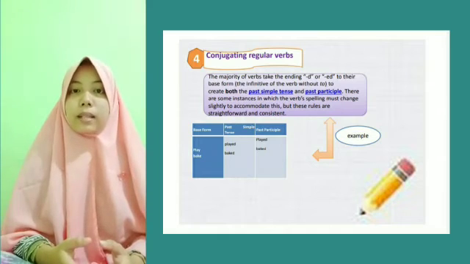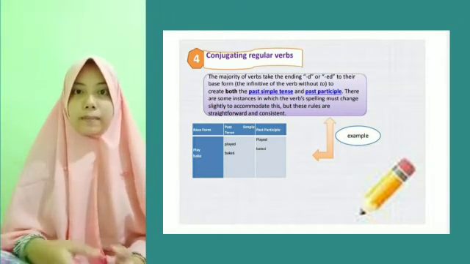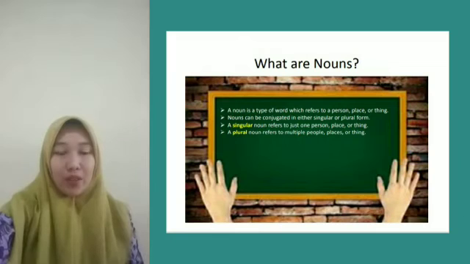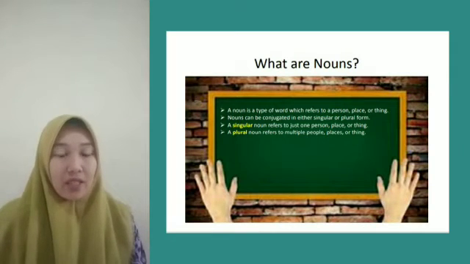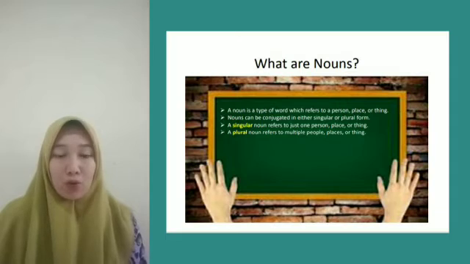The next material is about noun forms that will be addressed by Patma and Inang. So, in the slide, you can see the definition of nouns. A noun is a type of word which refers to a person, place, or thing. And nouns can be conjugated in either singular or plural form.